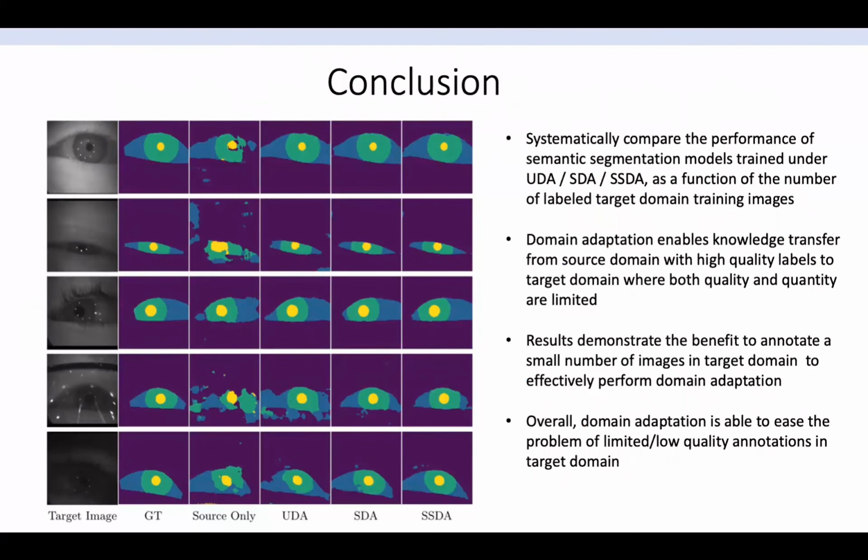As a takeaway, we consider the problem of domain adaptation for eye segmentation under the setting where a small amount of labeled images and a majority of unlabeled images in the target domain are available. We systematically compare the performance of eye segmentation models using UDA, SDA, and SSDA as a function of the number of labeled target data. Results demonstrate the benefit to annotate a small number of target domain data to effectively perform domain adaptation using SSDA.